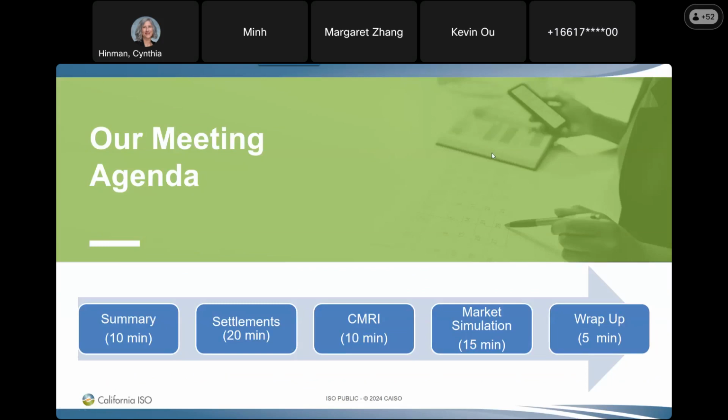Okay. So today we are going to go through our meeting agenda first. I'm going to give you a summary of the issue and what this initiative is about. Then we'll talk about the settlement and run through an example of that. We'll talk about the changes to CMRI, the Customer Market Results Interface. There's a new report. We'll run through the market simulation scenarios. There are 2 of them, and then we'll do a wrap-up of what all this means to you and what you're going to need to do going forward.